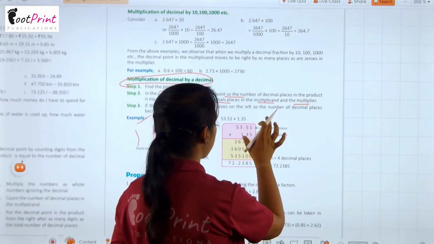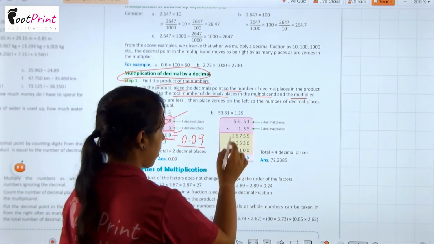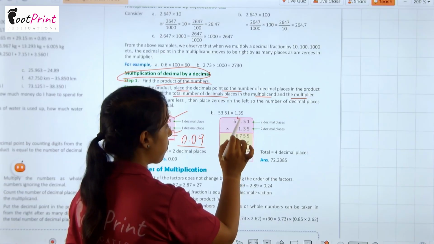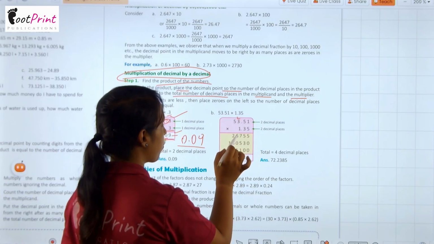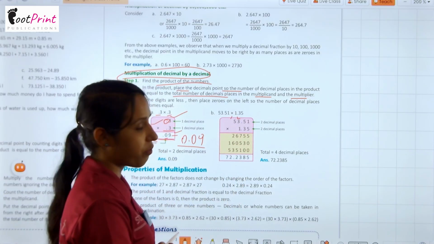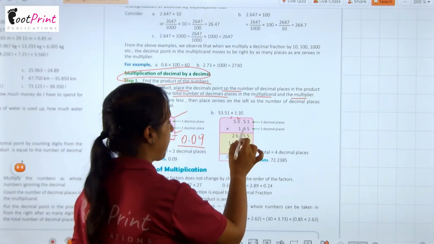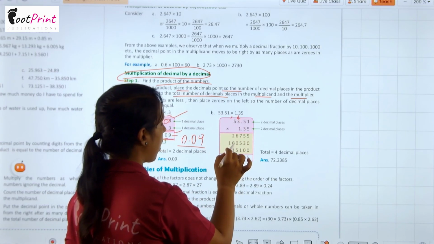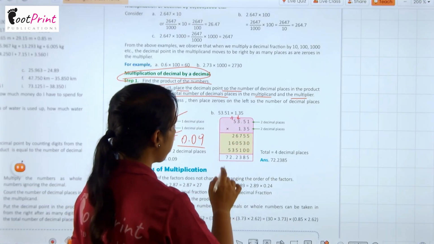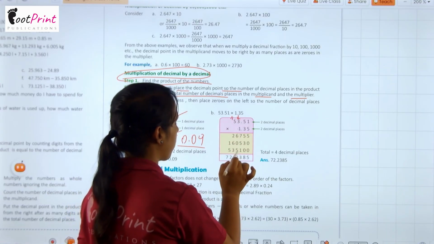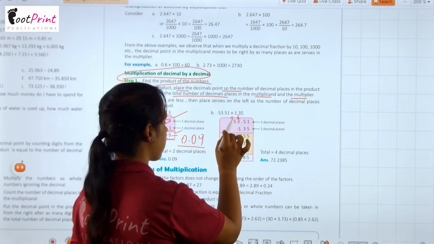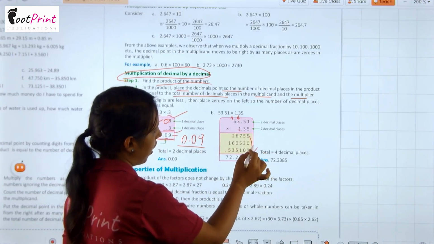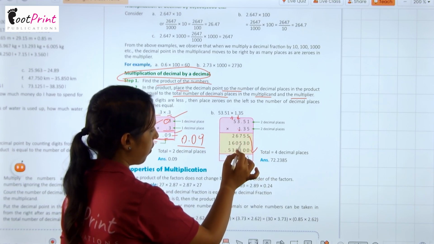53.51 multiply by 1.35. Simply as we multiply it. 5 ones are 5, 5 5s are 25, 5 3s are 15 and 2 is 17, 5 5s are 25 and 1 is 26. Now 3 ones are 3, 3 5s are 15, 3 3s are 9, 0 and 3 5s are 15 and 1 is 16. 1 ones are 1, 1 5s are 5, 1 3s are 3 and 1 5s are 5. Now we add these: 5, 5 and 3, 8, 7, 5, 12 and 1, 13.